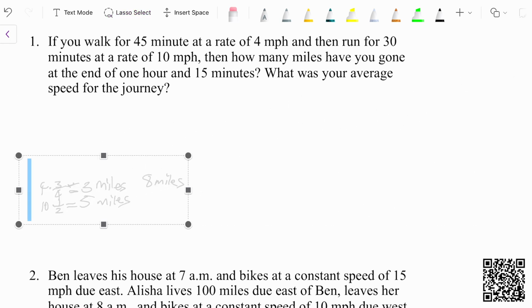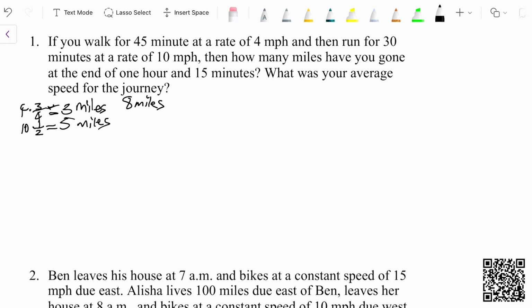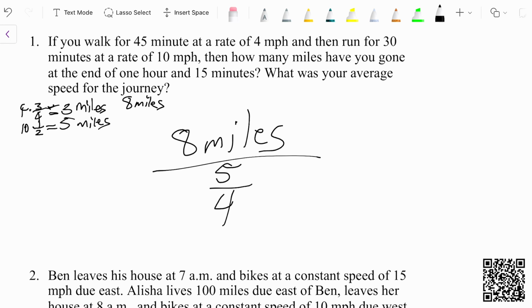When it asks you, what was your average speed for the journey? There is a formula where the distance that you traveled divided by the time that it took you to travel that distance is equivalent to your speed. So if we write that out, 8 miles, since it says you traveled for 1 hour and 15 minutes, which is also 1 and 1/4 of an hour, so that is also 5/4 hours.